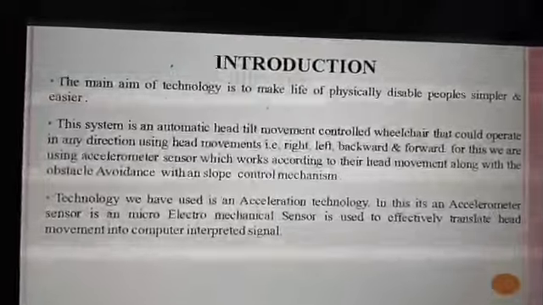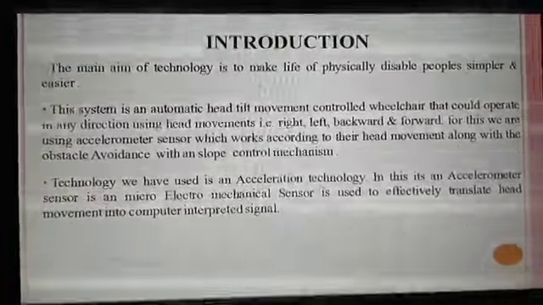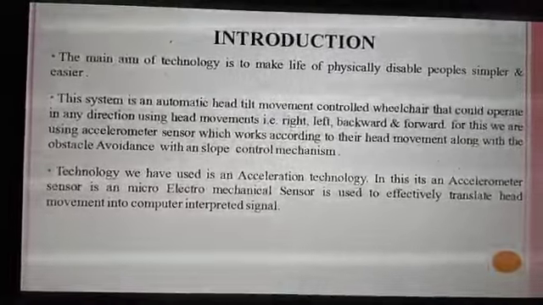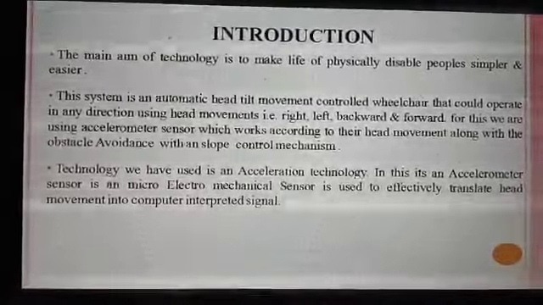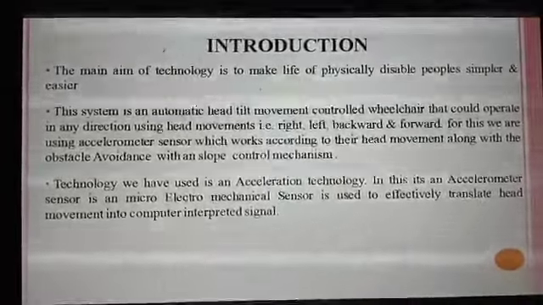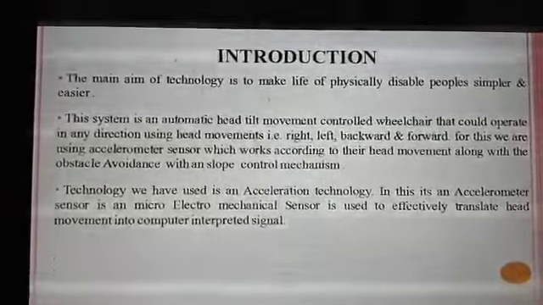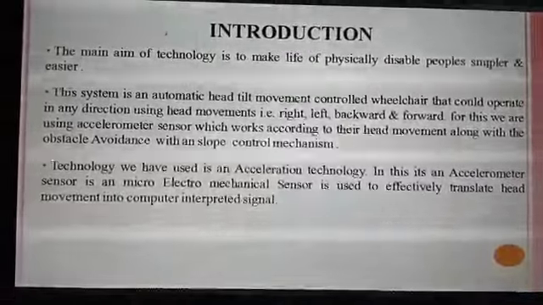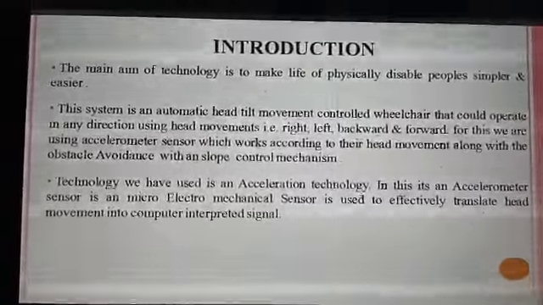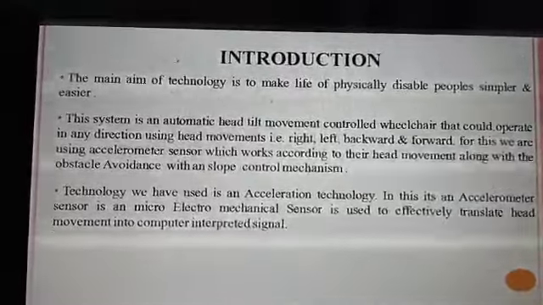Introduction. The main aim of the system is to provide ease to the life of physically disabled people, the people who are physically amputees or physically challenged, like missing their legs and arms, paralyzed people. For such people, we have come up with the system that is an automatic head gesture controlled wheelchair, which will be completely controlled by the head tilt motion of the patient who is sitting on that wheelchair.